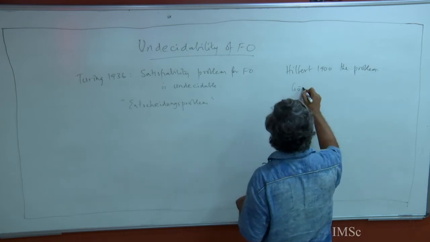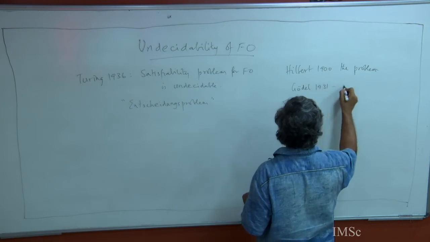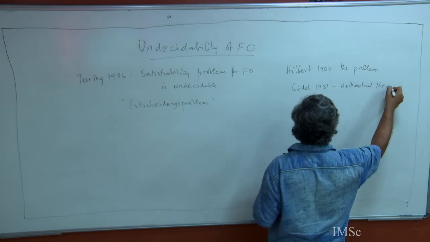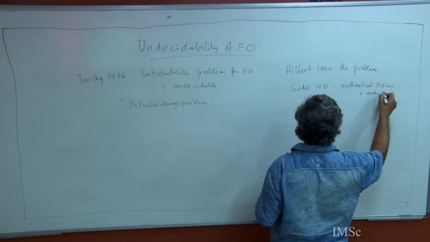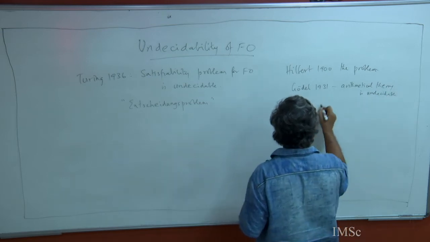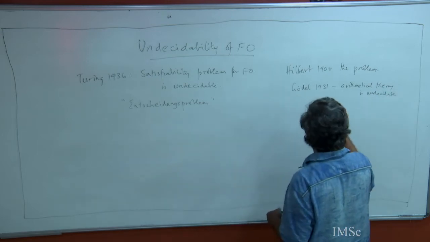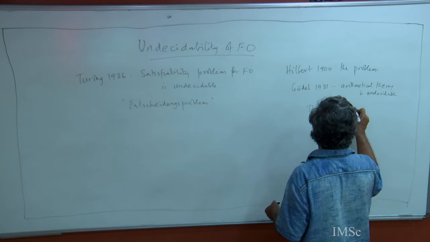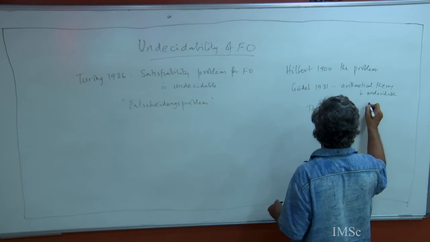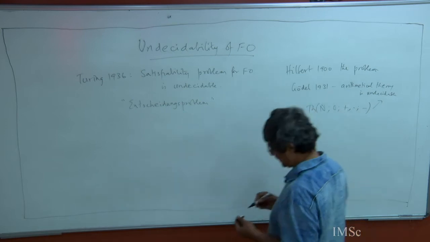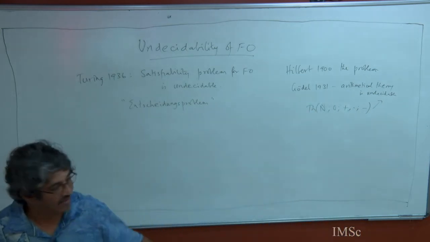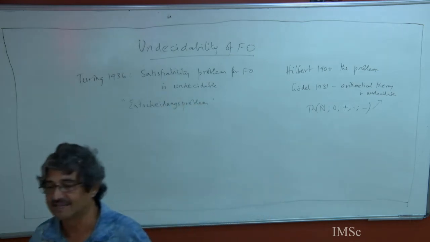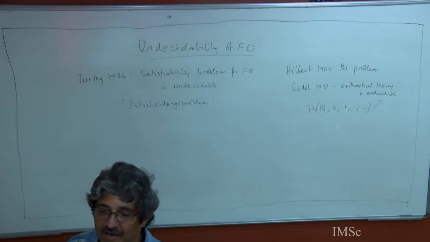Now, Gödel 1931 showed arithmetical theories are undecidable. Basically, what does this mean? This means that the theory of N, 0, plus, times. Consider the structure of natural numbers with 0, addition and multiplication, that is undecidable. This is what was proved by Gödel.